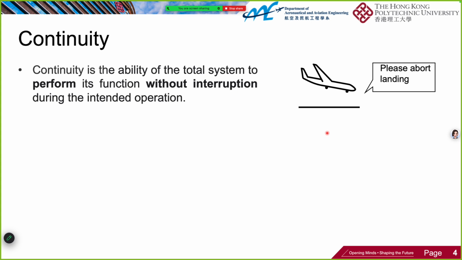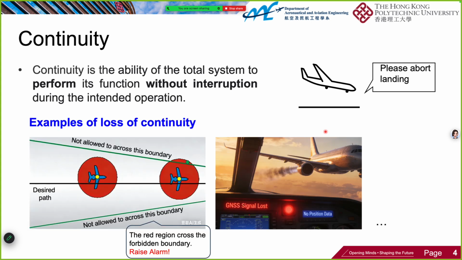Now let's move to continuity. It's the ability of the total system to perform its function without interruption during the intended operation. So when will continuity be lost? Here are some examples. If the protection region crosses the forbidden boundary, as shown here, the system raises an alarm, and the nominal operation is interrupted. Here is another example. If GPS signals are lost, we may no longer have a reliable source for positioning. In that case, we may also need to abort the operation. So continuity is about keeping the service available during the operation.